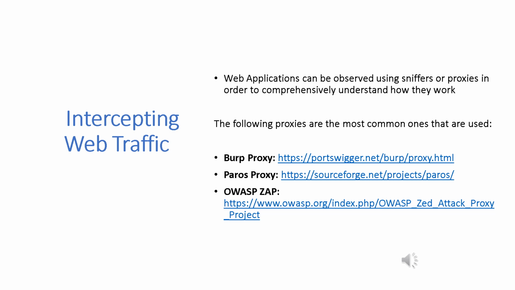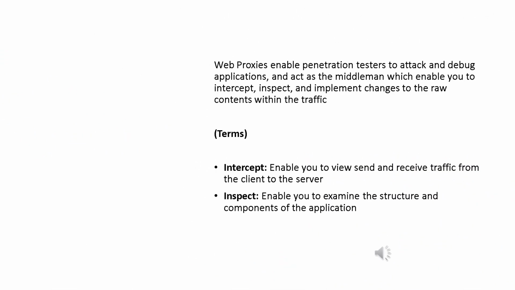Intercepting web traffic. Web applications can be observed using sniffers or proxies in order to comprehensively understand how they work. The following proxies are the most common ones used: Burp Proxy, Paros Proxy, OWASP ZAP. Web proxies enable penetration testers to attack and debug applications and act as a middleman which enables you to intercept, inspect, and implement changes to the raw contents within the traffic.